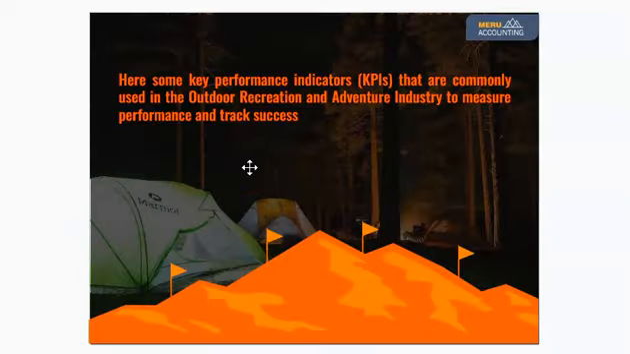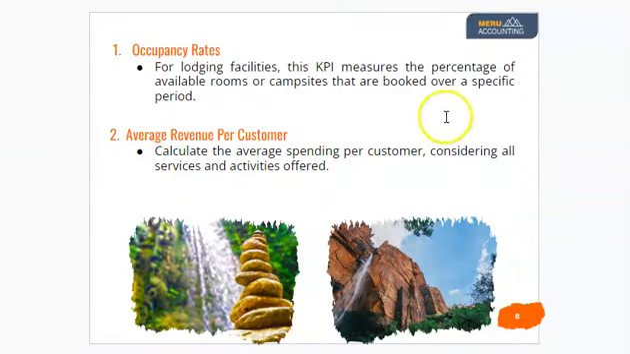Every industry has some indicators that show how the industry is going or growing, towards which domain or with what future opportunities. So here are some key performance indicators commonly used in the outdoor recreation and adventure industry to measure performance, track success and growth. First is occupancy rate, for lodging facilities. This indicator will measure the percentage of your available rooms or campsites that are booked over a specific period of time. Average revenue per customer.